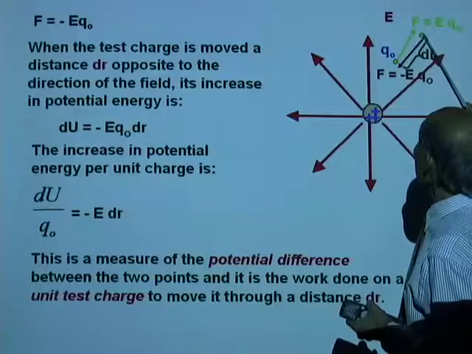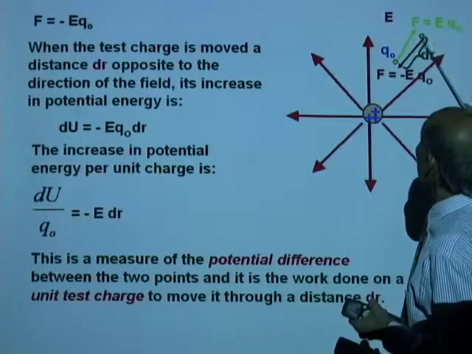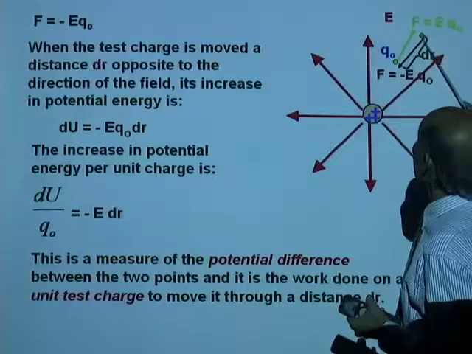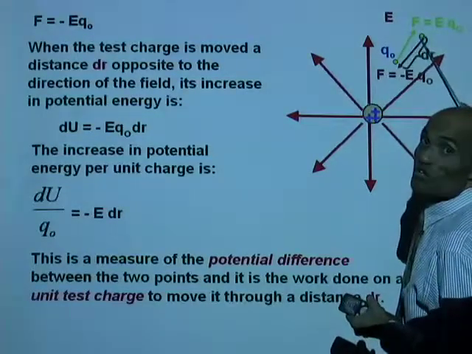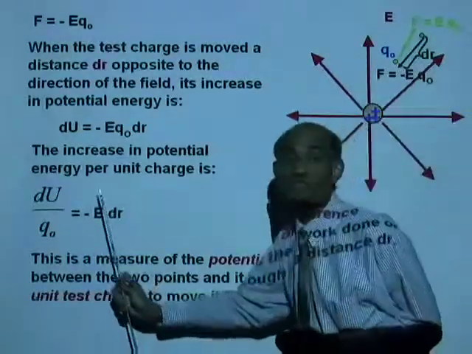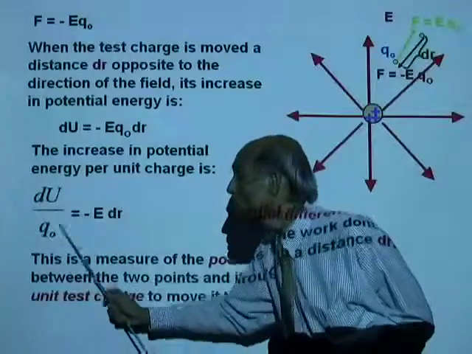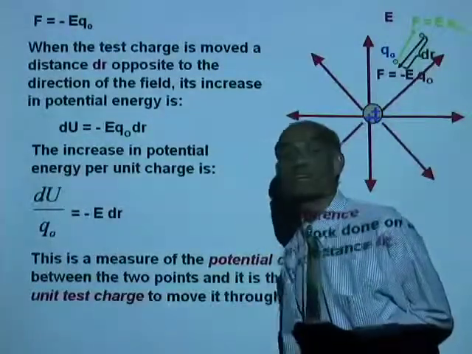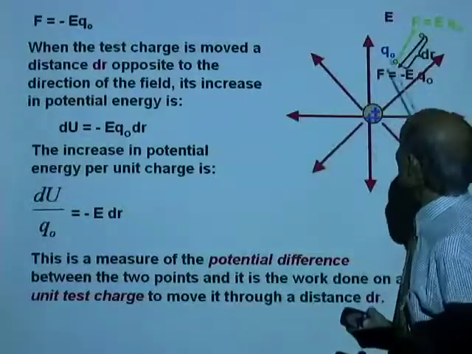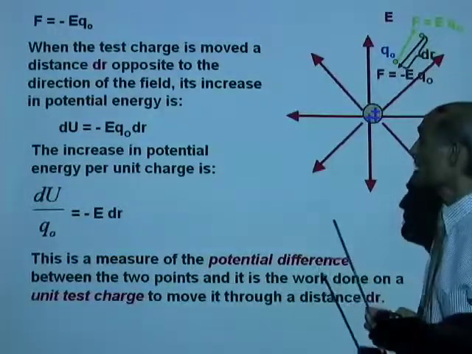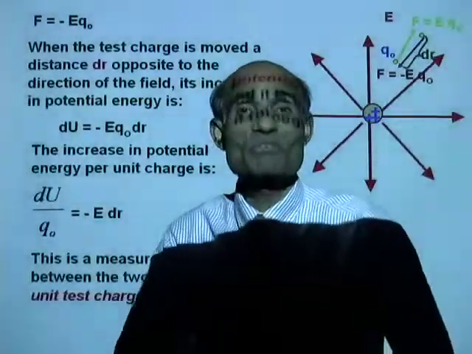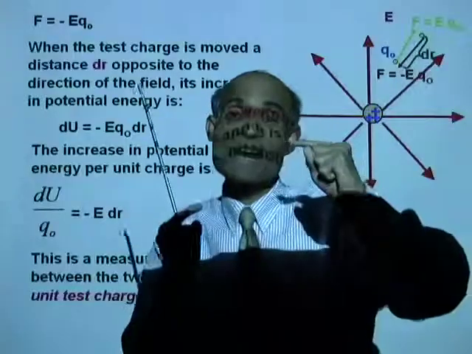The potential difference between the 2 points, between this point and this point. You see, when you move the object from the initial position to the final position, its increase in potential energy per unit charge is negative E dr, and this is a measure of the potential difference between the 2 points. So what is the definition of potential difference between 2 points in an electric field?